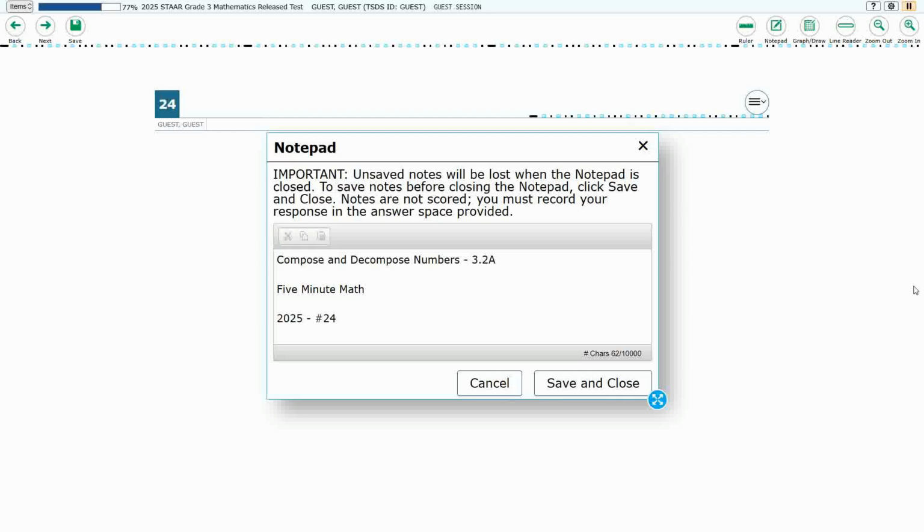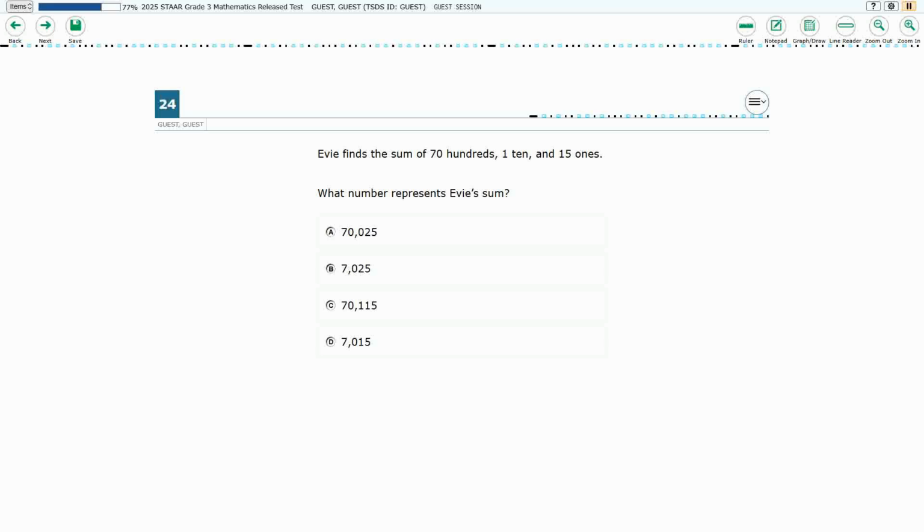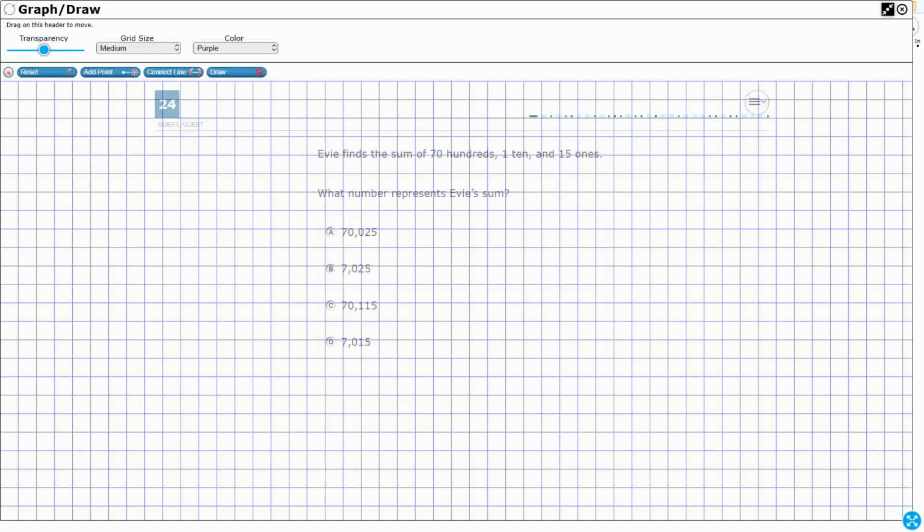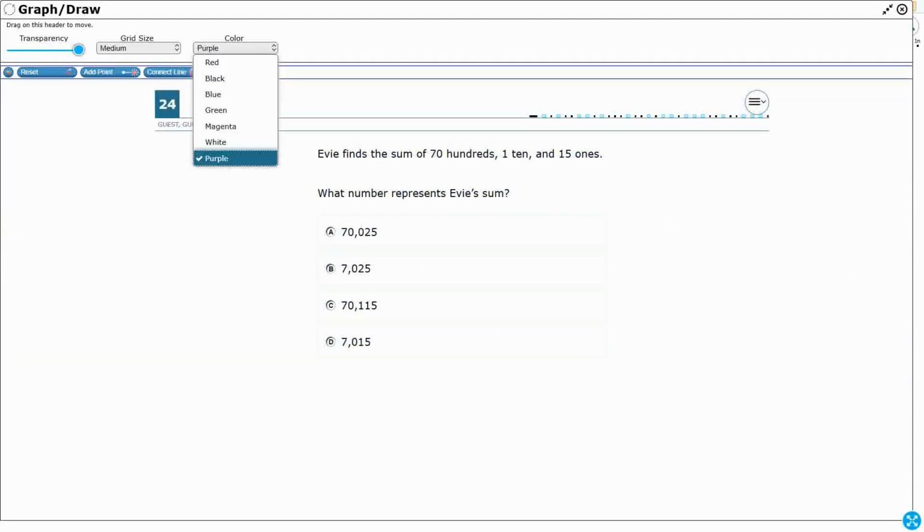Today we are looking at the third grade concept of composing and decomposing numbers. This is standard 3.2a in the great state of Texas, and we are using item number 24 off the 2025 release STAAR test. If you haven't done so already, please go ahead and take a moment to pause the video, work this problem out on your own, unpause it, and we will look at our answers together.